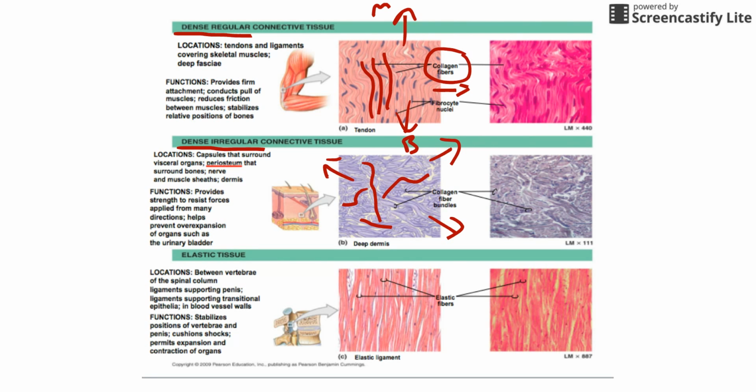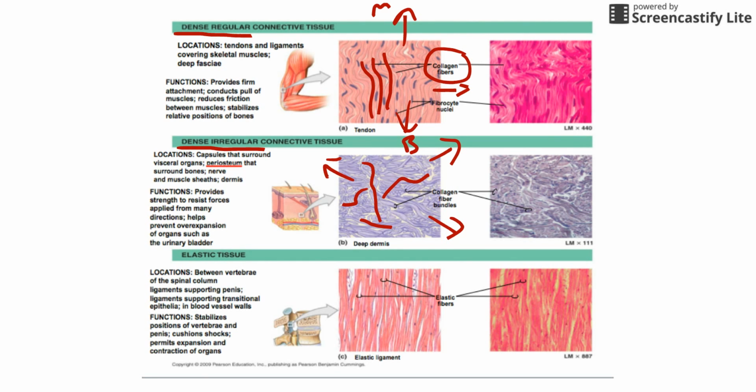So we use it around organs. But the key is, it's not specific, like up above with dense regular, it's specific kind of in one direction. You start pulling these two things. This one, it's like a nice cloth. You can pull at it from any direction and it's not going to give.